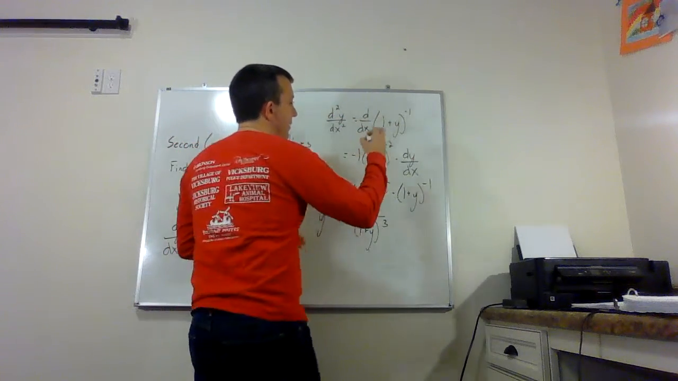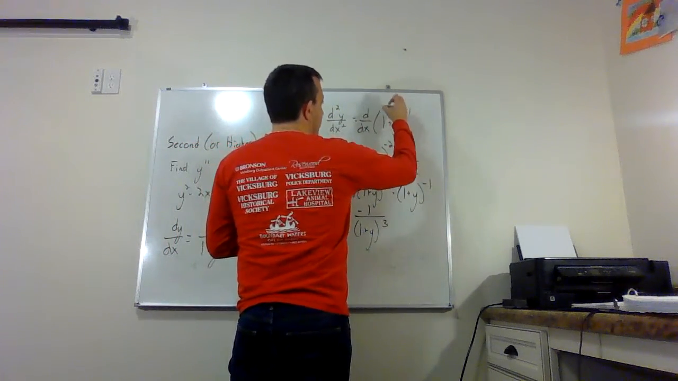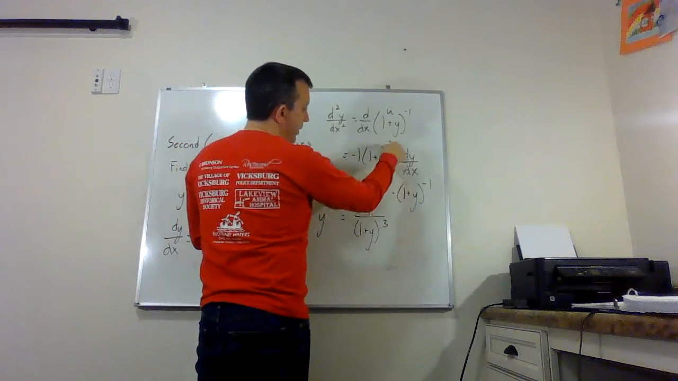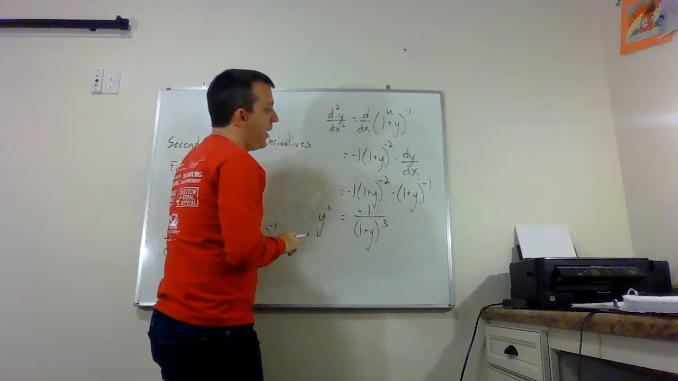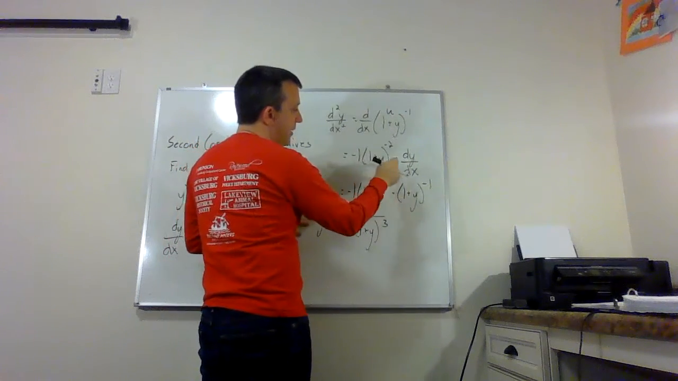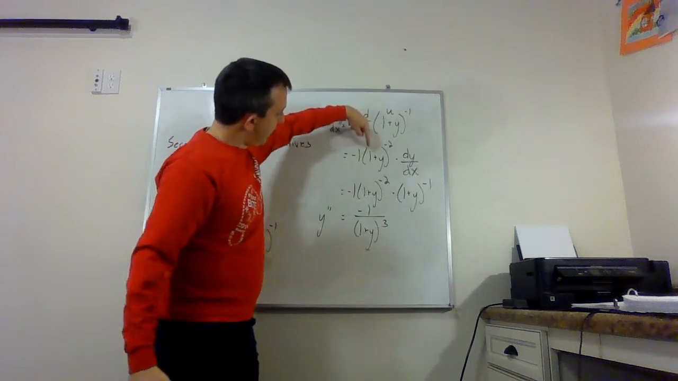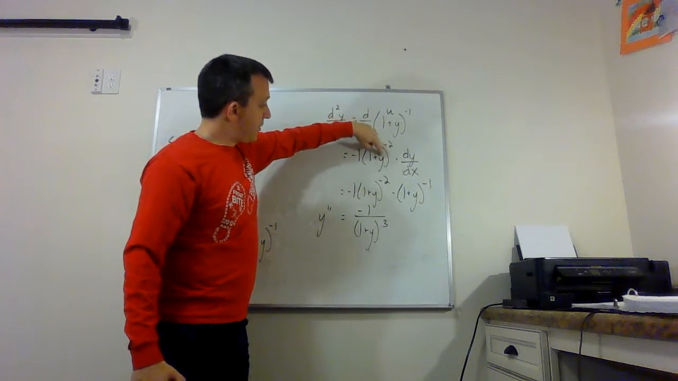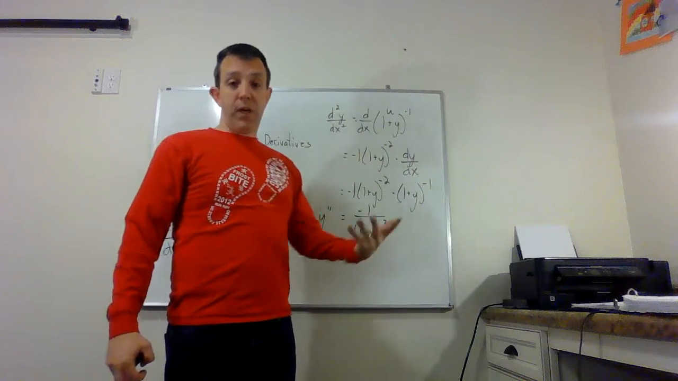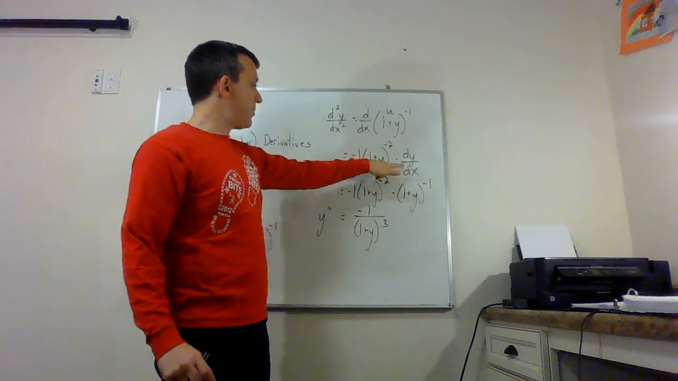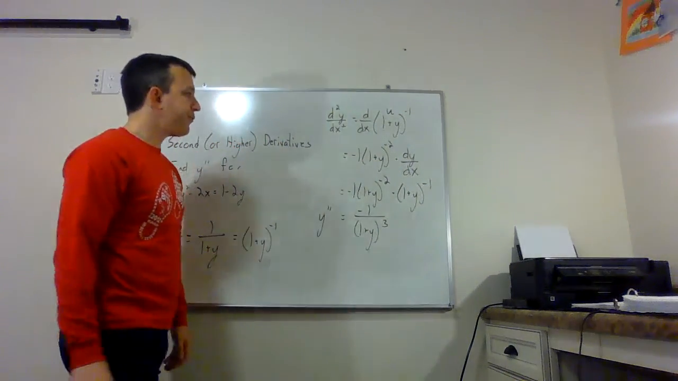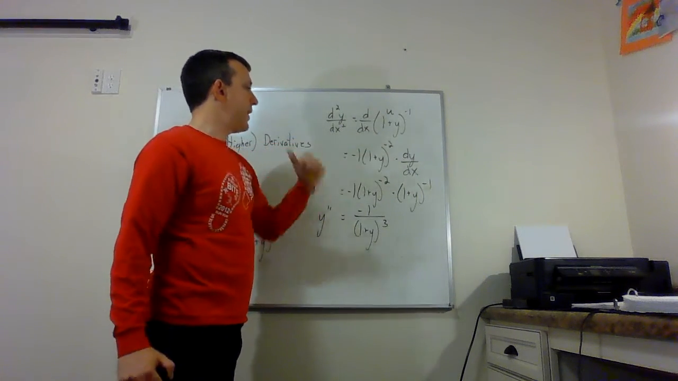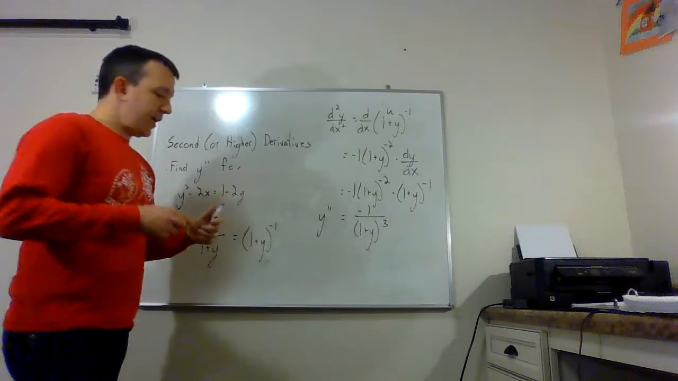Again, my u here is this inside piece, the 1 plus y. You can see I have u here to the negative second power. And then I take the derivative of the inside, but on the inside, what's the derivative? Well, the derivative of 1 is just 0. And the derivative of y is 1 times dy dx. So that's where I get this dy dx from. So now I have negative 1 times 1 plus y to the negative second power times dy dx.